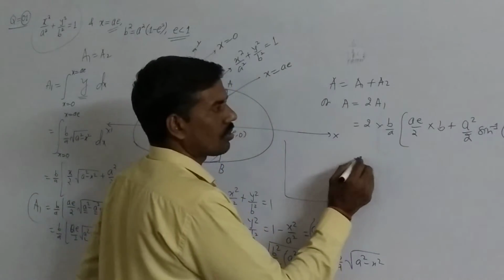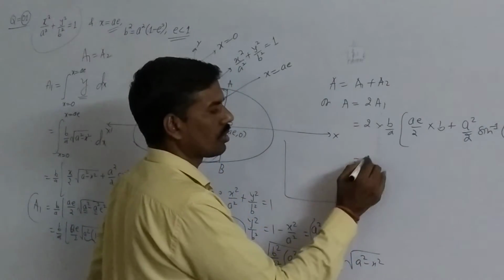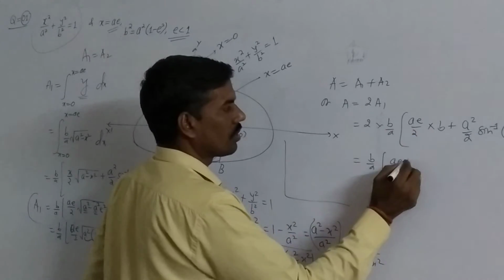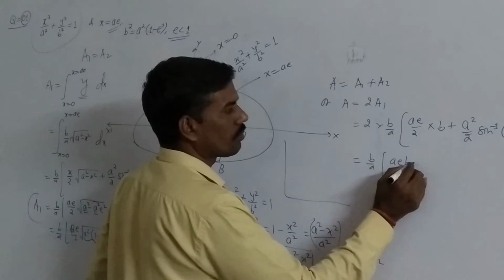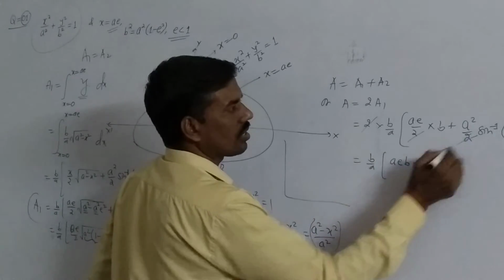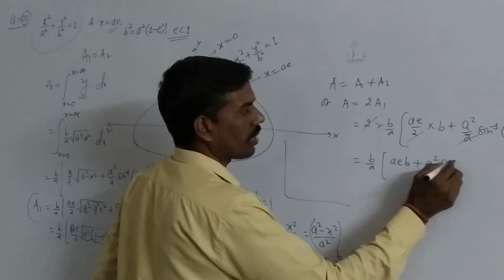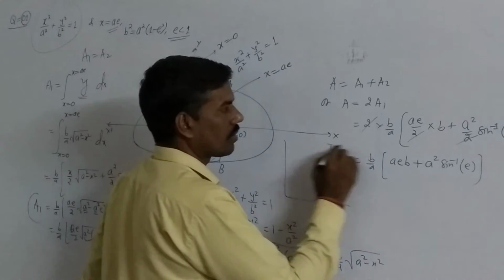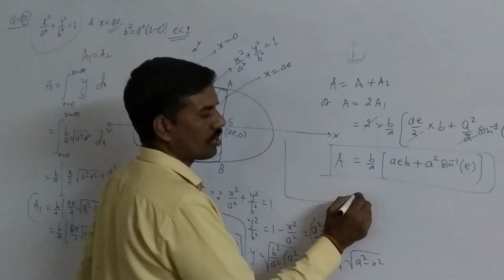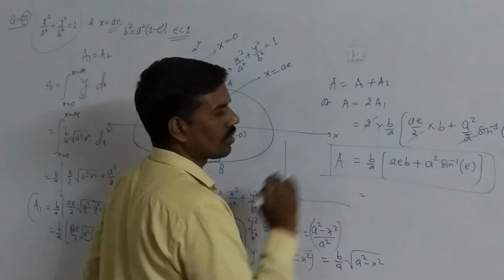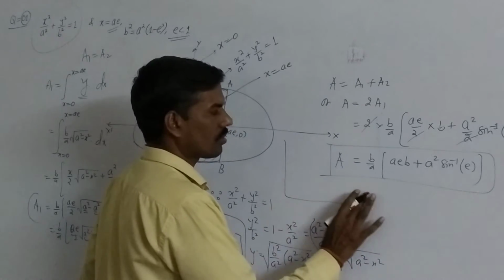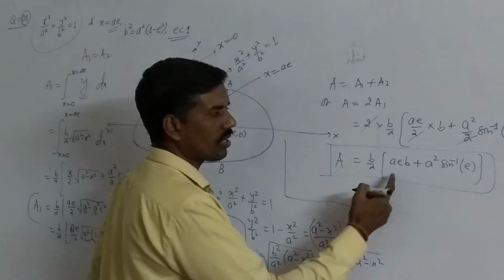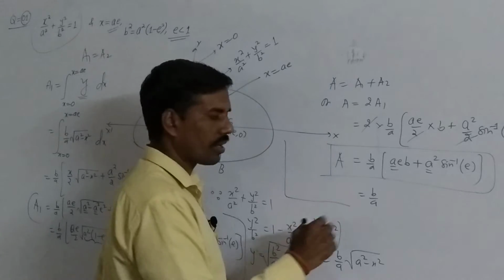Correct? So this is equal to, after multiplying by 2, we get b upon a into aeb plus a square into sin inverse of e, as the 2 cancels out. So this is your area A. You can write it as b upon a, leave that. So the area is b upon a, and you can take a as common.